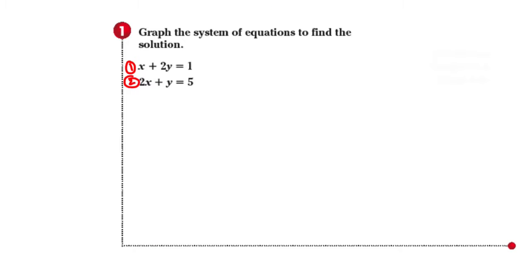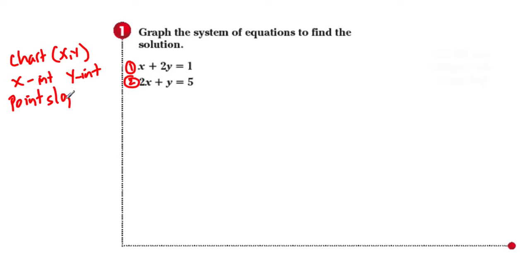Again, we graph equation 1 and equation 2 using the methods that we learned: using a chart, or the ordered pair method, the table. We can also use the x and y intercepts to graph that. We can also use the point slope form. We can also use slope intercept form. So these are various methods wherein we can graph these two equations.